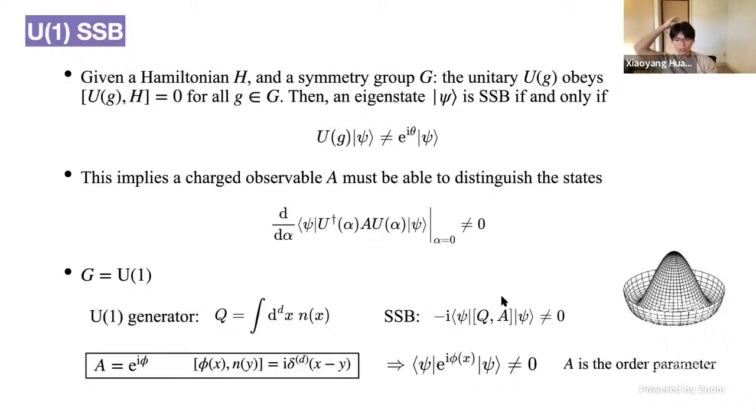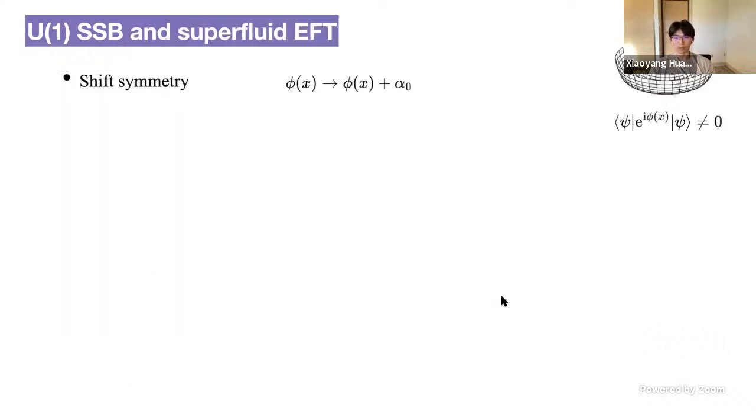So a canonical choice of this charged observable is the phase variable. And because the phase variable forms a canonical conjugate pair with your charge density, you will see that this condition of SSB will imply that it is really the order parameter. So this is just a recap of the textbook formula of the U(1) SSB.